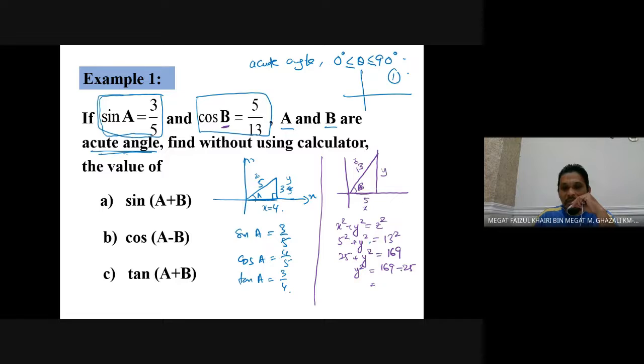This is 169 divided by minus 25, which gives 144. So y equal to 12. Good. Okay, so now we agree that y equal to 12. Then given to us is cos B equal to 5 over 13. Sin B equal to opposite divided by hypotenuse, 12 divided by 13. And tangent B equal to opposite divided by adjacent, 12 divided by 5.